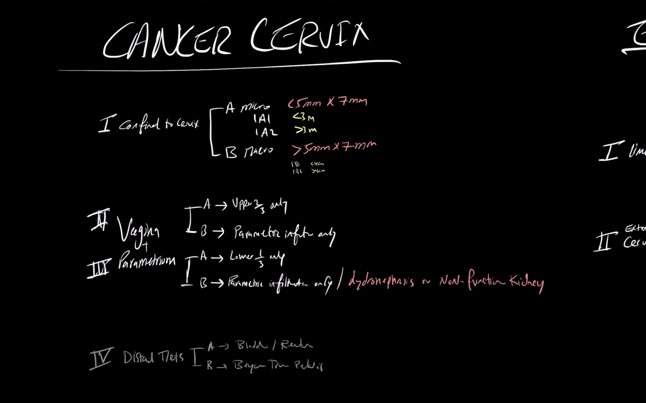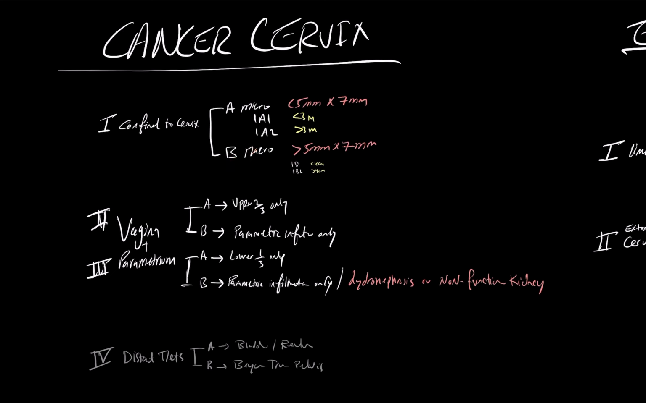Now, when we talk about cancer cervix, stage 1 is always confined to the cervix, and the cervix is a very narrow passage. Thus, the classification deals with the size of the tumor. The magic number is 5/7. If the tumor is less than 5 millimeters, we're dealing with stage 1A micro invasion. If it's more than 5 millimeters, then we're dealing with 1B macro invasion.